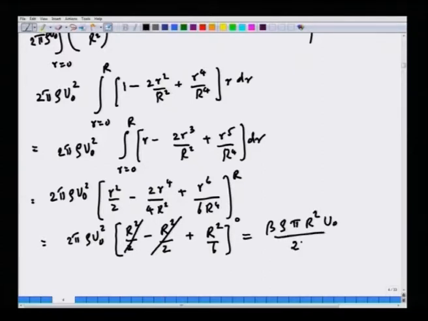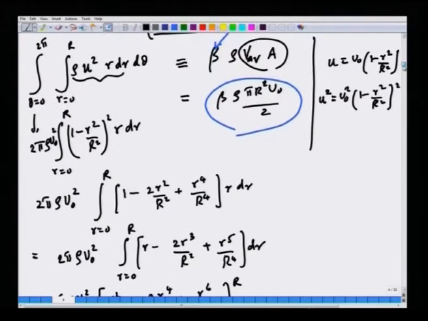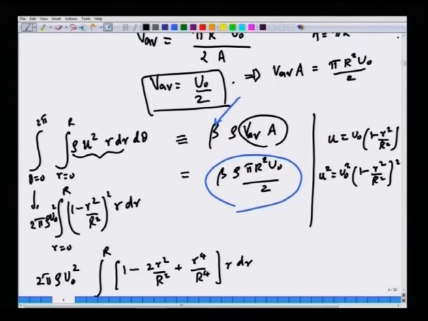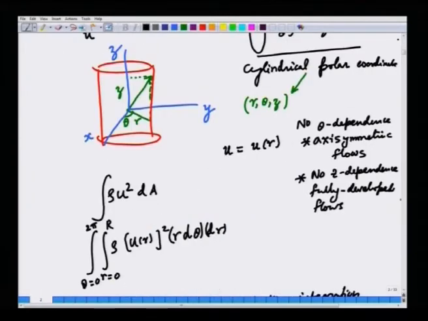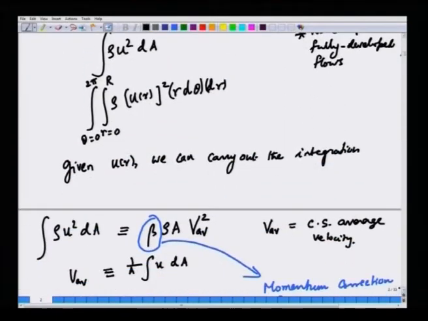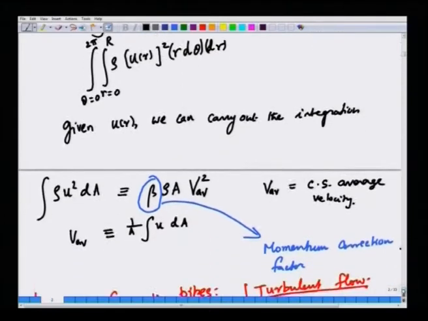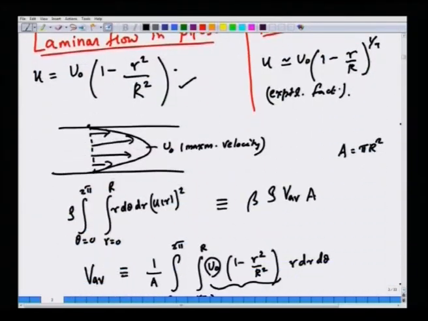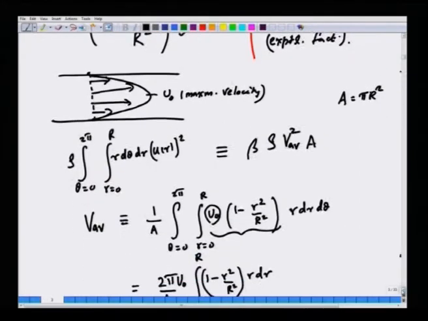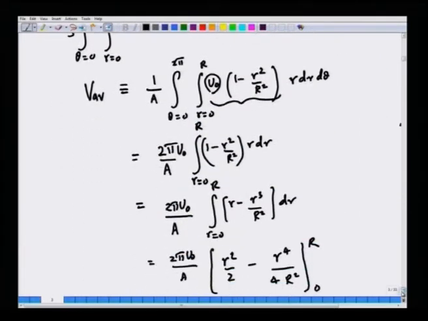Okay. So, go back once to see. So, this should be V average squared, because that is the definition of beta. So, that is why we are missing a factor of V average. If you remember the definition of beta, this is V average squared. So, I missed out a V average factor there, so we have to write this as V average squared.